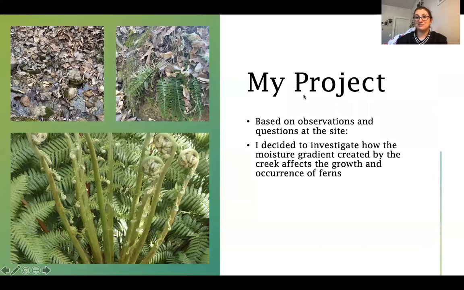So my project was based on observations that I had at the site. I decided to investigate how the moisture gradient created by the creek would affect the growth and occurrence of ferns. And I actually only saw ferns located near my site and not far away from the creek at all. Also, when I talk later about my data, when I say a rolled leaf, this is what I'm going to mean here. An unrolled would be this fully expanded leaf.